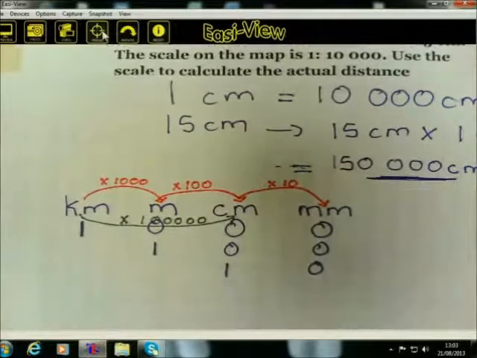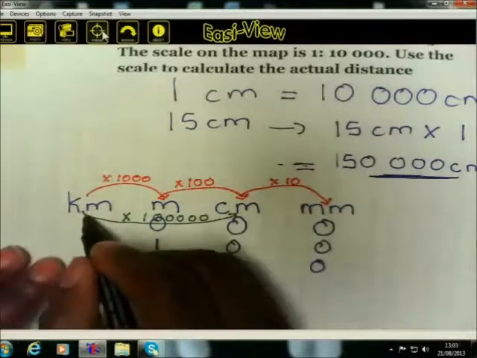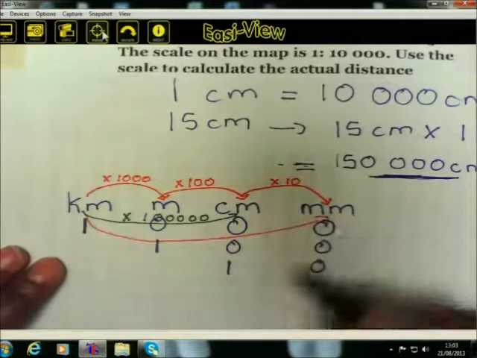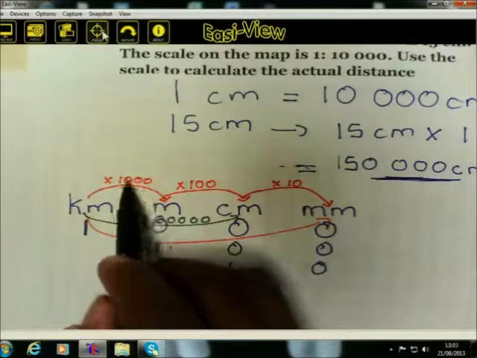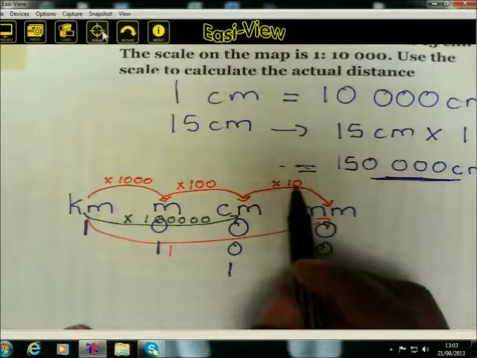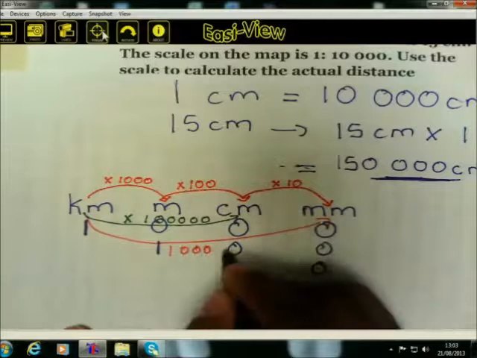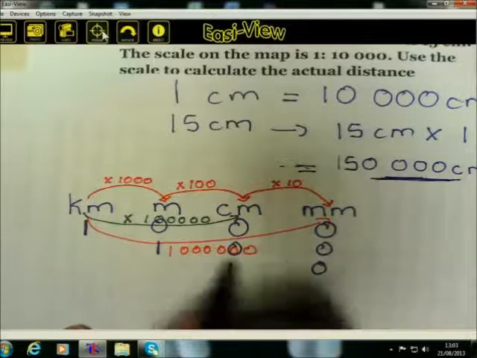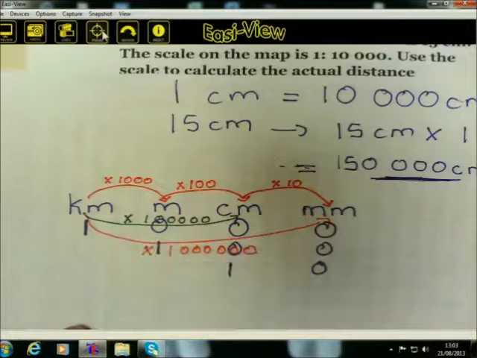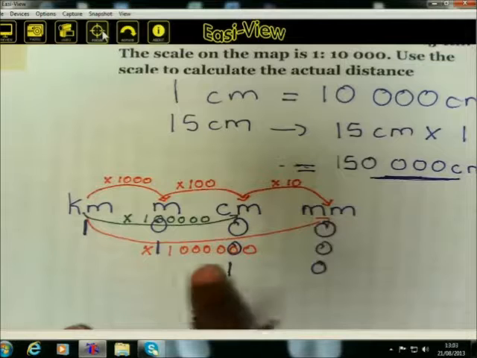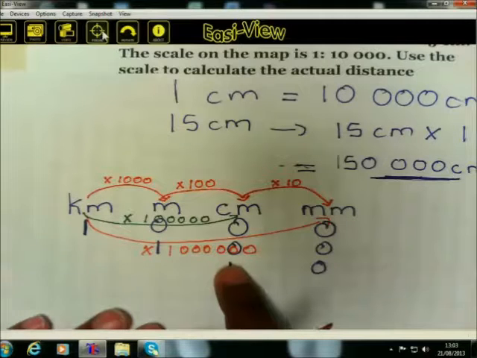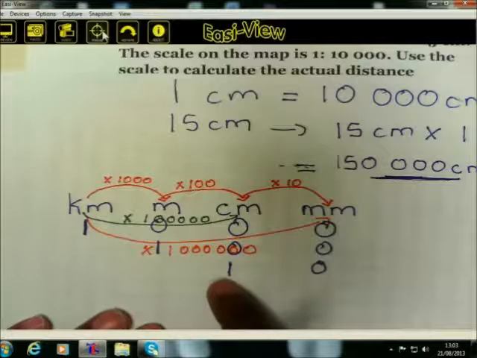Or maybe I'm converting from kilometers to millimeters. Again, I'm counting the number of zeros. How many zeros? 1, 2, 3, 4, 5, 6. What is this number? It's a million. Which means when you convert from kilometers to millimeters, you have to multiply by 1,000,000. I hope you find this method very easy.